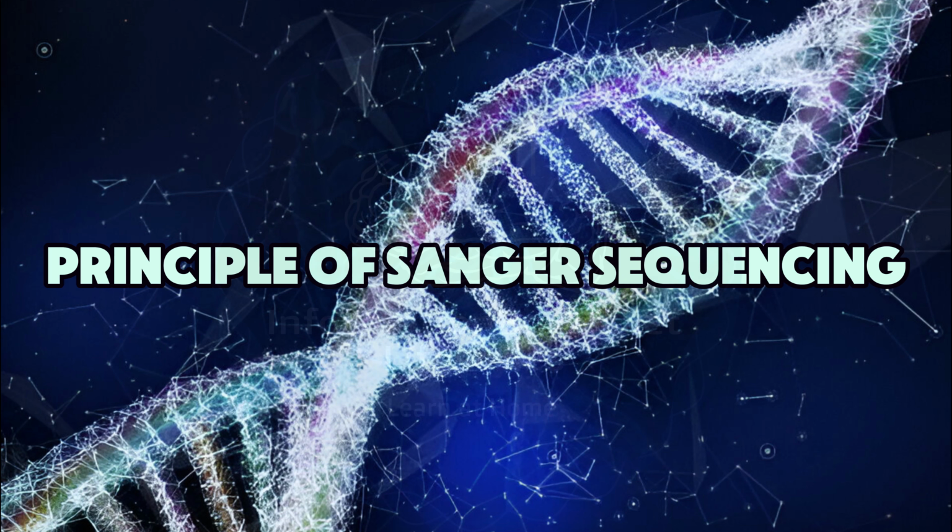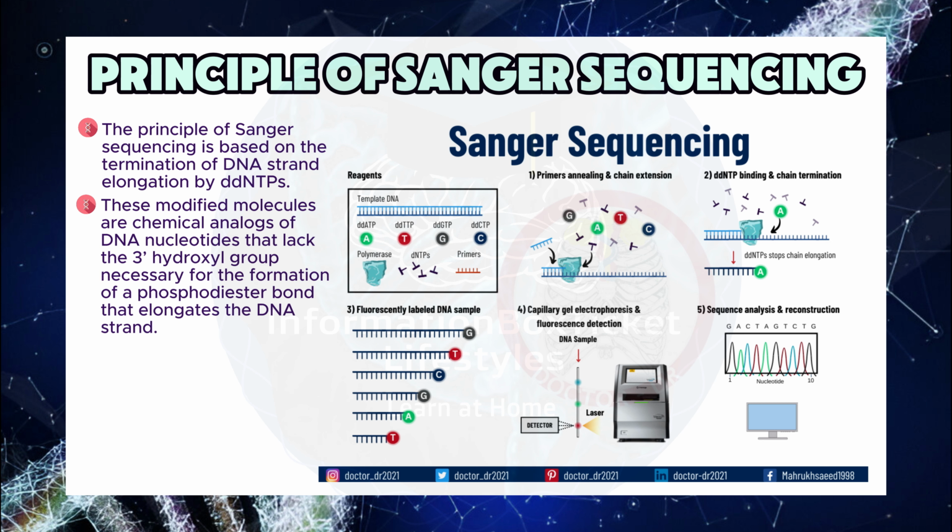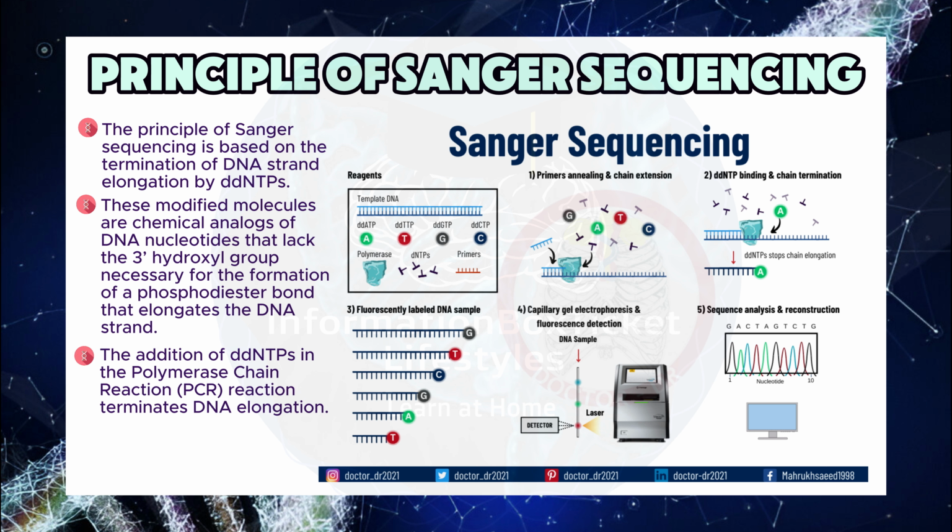Principle of Sanger sequencing. The principle of Sanger sequencing is based on the termination of DNA strand elongation by ddNTPs. These modified molecules are chemical analogs of DNA nucleotides that lack the 3' hydroxyl group necessary for the formation of a phosphodiester bond that elongates the DNA strand. The addition of ddNTPs in the polymerase chain reaction, PCR reaction, terminates DNA elongation.